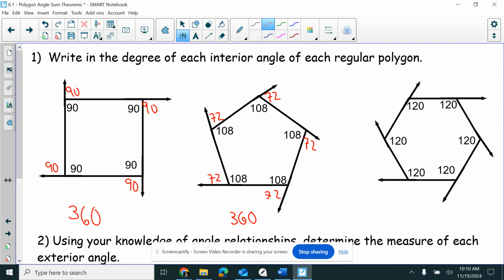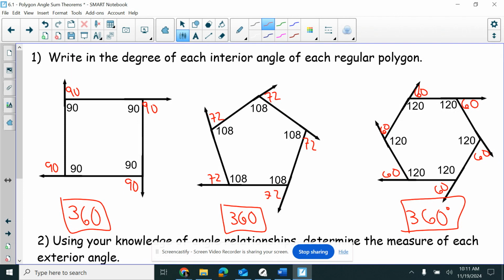Then with a regular hexagon, all the exterior angles would have to be 60 because it would add up to 180. If I add up all those 60s, I get 360. So the important thing here is that the exterior angles of any polygon, all of the outside angles are always going to add up to 360. So it doesn't matter how many sides it has, all the outside angles add up to 360.